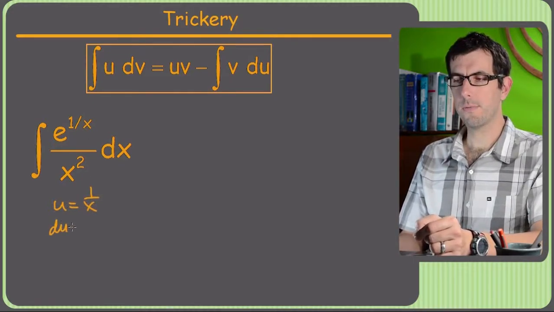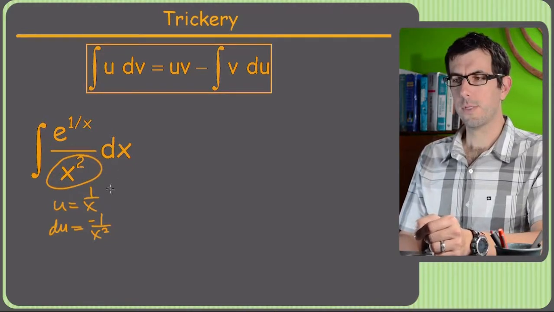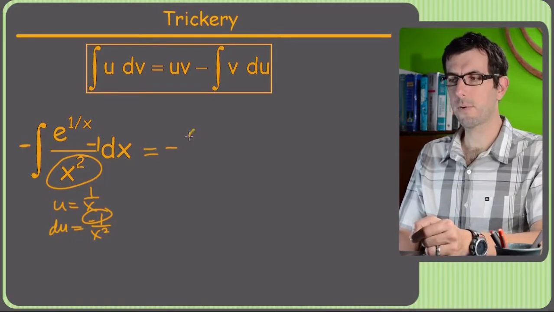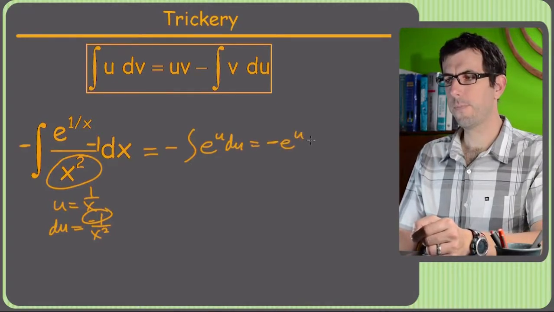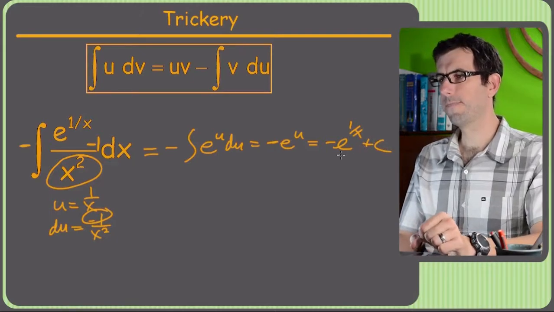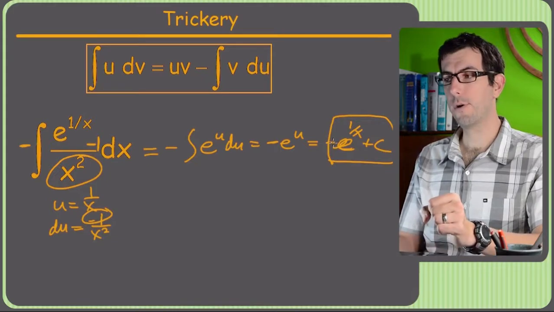Which means my du is negative 1 over x squared. Oh, look at that, I've got an over x squared. So all I need is a negative here, a negative 1 there, match that, and then to compensate for that I got to put a negative out front. But now I've got it perfectly lined up for u sub. So there's just negative integral of e to the u du, which is just negative e to the u, which is negative e to 1 over x, not dx, plus c. It's supposed to be an e. Alright, so keep your eyes peeled for that situation.